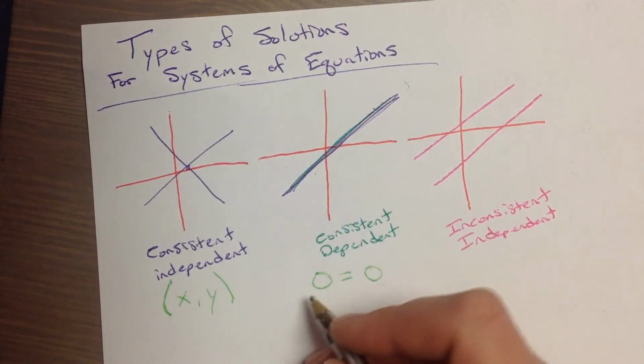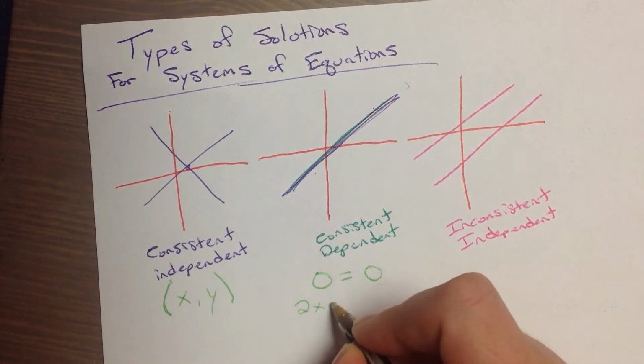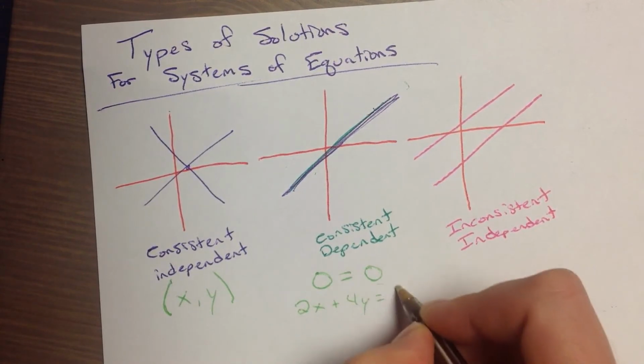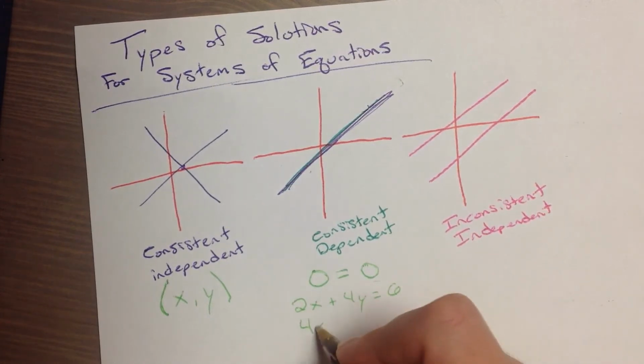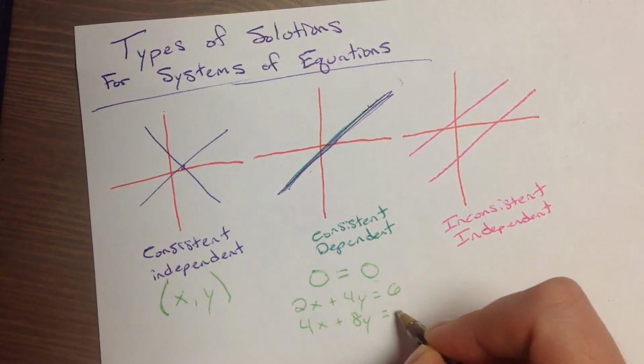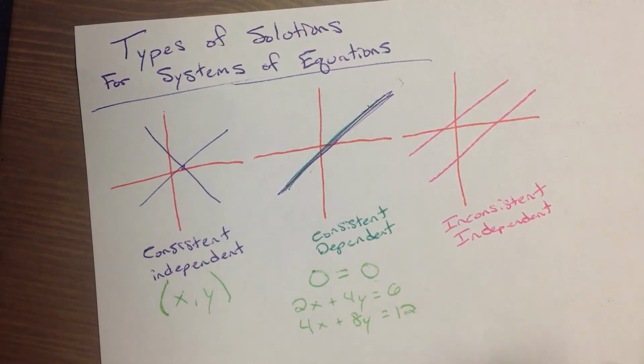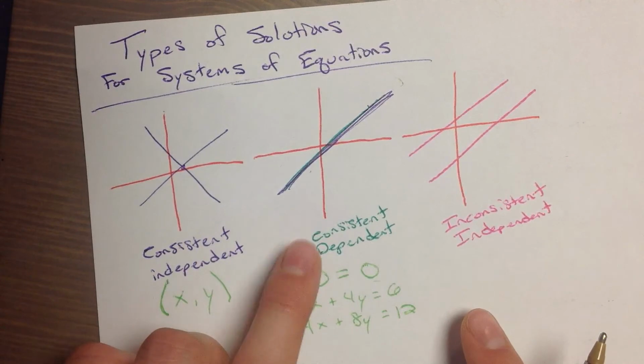Another way to tell this type has happened is, for example, say I was given this equation. If the other equation is just a multiple of it, so say I multiply everything by 2, and these are the two equations I was looking at, when they're multiples of each other, they'll also end up in this case.